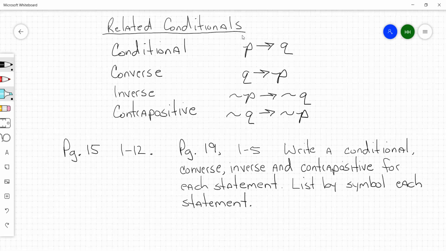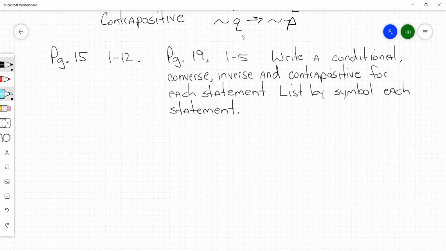What I mean by that is when you're writing those statements, you're going to write 4 sentences for 5 problems here. So you're going to write 20 sentences. Write a conditional, converse, inverse, and contrapositive for each statement. List by symbol each statement. So you're going to say, if P, then Q, which is the conditional, and then write the conditional. You're going to list the symbol, if Q, then P, which is the converse, and write the converse.